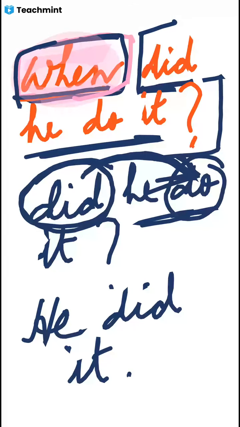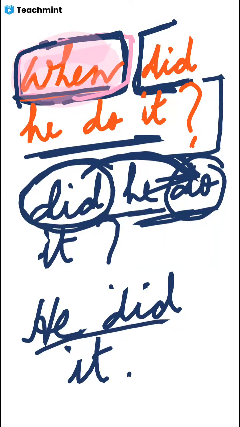So, first of all, whatever WH word is given to us in the interrogative sentence, we will ignore that word, or keep this word aside for a while. Let us take the rest part of the sentence: did he do it? Now, let us change it into an assertive sentence.